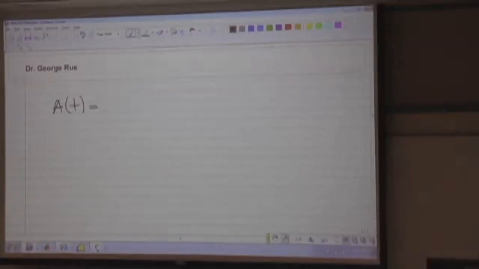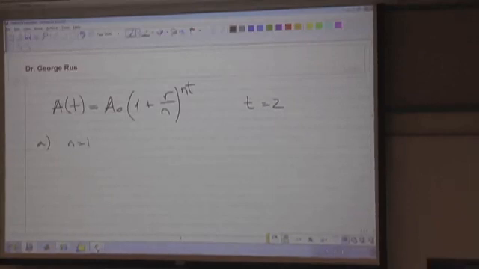Okay, A of t. Yeah, I know. A of t is equal to A0 times 1 plus r over n to the nt. Right? So in part A, it asks, t is equal to 2, right? And it asks annually, which means n is equal to 1. So A of 2 is going to be 500 times 1 plus 0.14 to the second power.